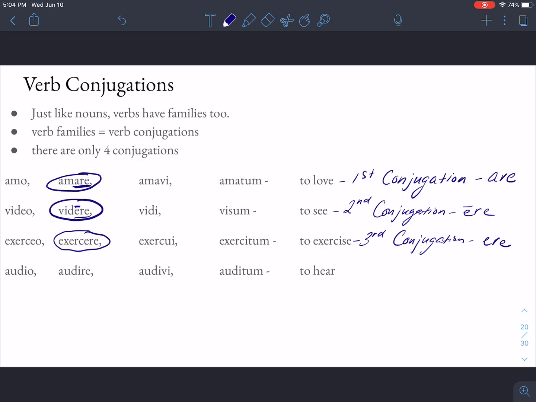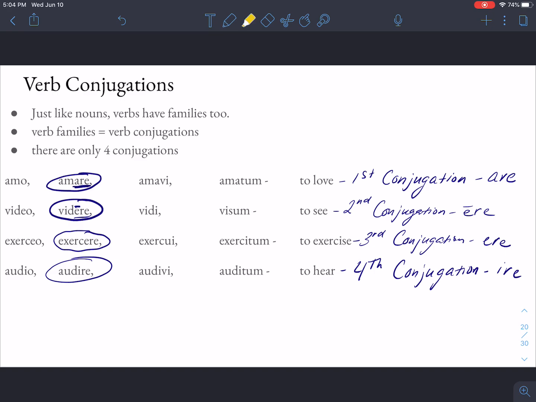Some dictionaries will actually tell you which conjugation the verb is. So that's also super helpful in learning how to pronounce the Latin. Now, audire is an example of a fourth conjugation. The fourth verb family. Fourth conjugation is indicated by the infinitive ending in -ire.